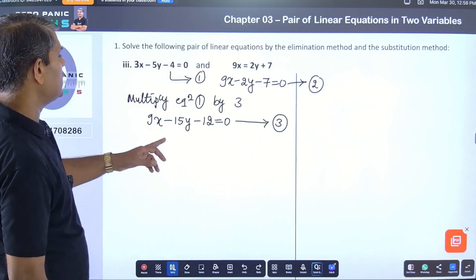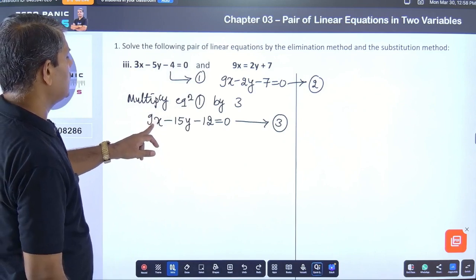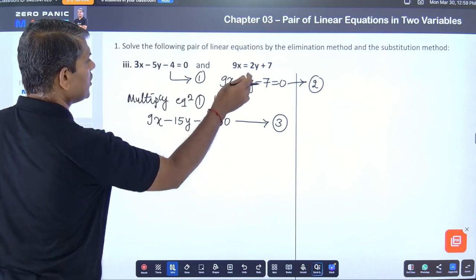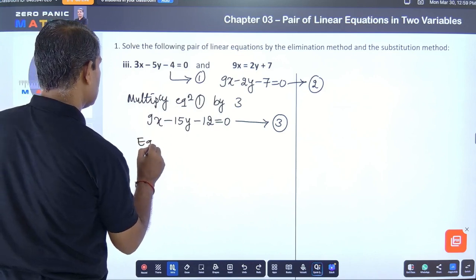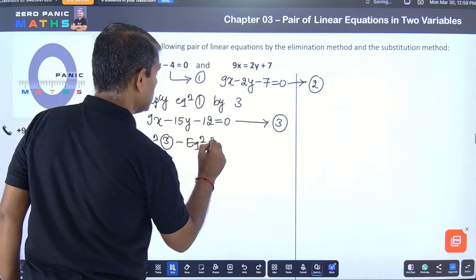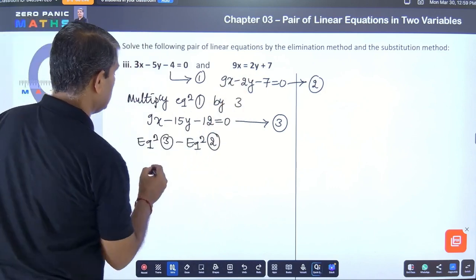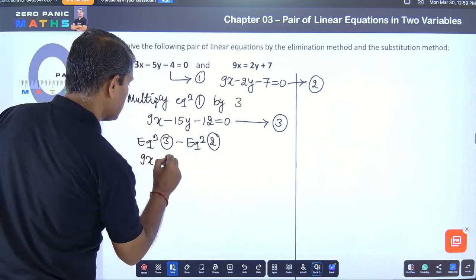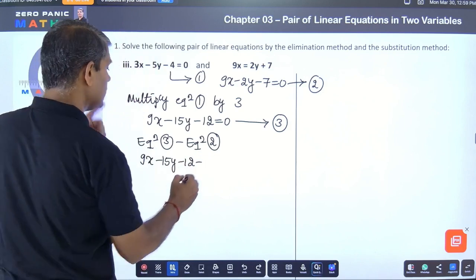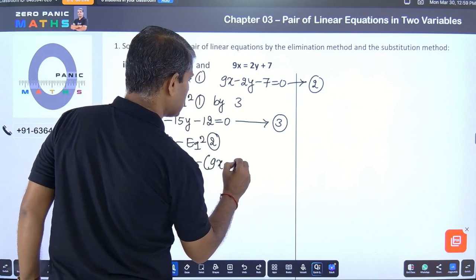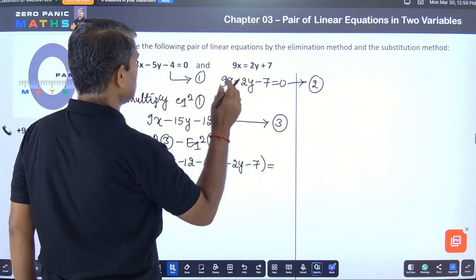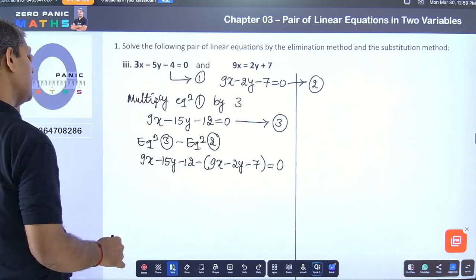Now what we need to do is equation 3 minus equation 2, or subtract equation 2 from equation 3. We are actually subtracting 2 from 3. So what does it give me? 9x minus 15y minus 12, and minus of 9x minus 2y, because it has all minus. And on the right side there is no value because it is 0 and 0 only.